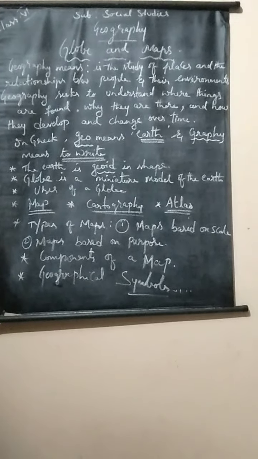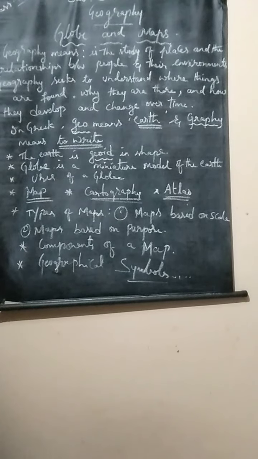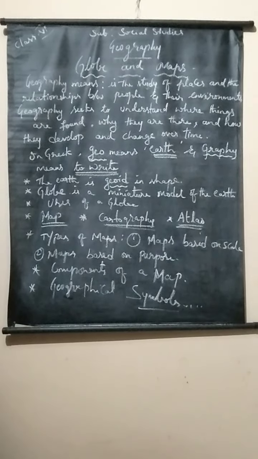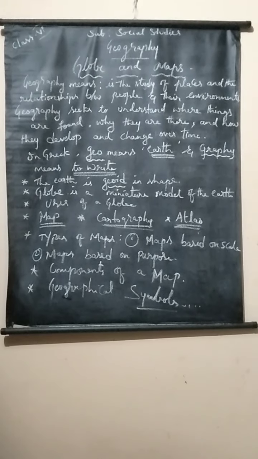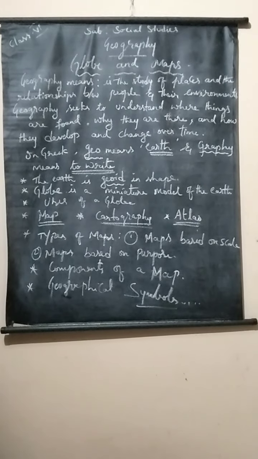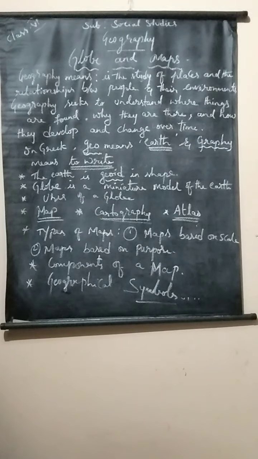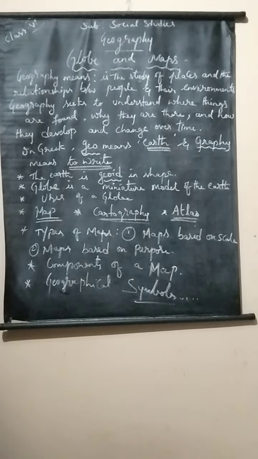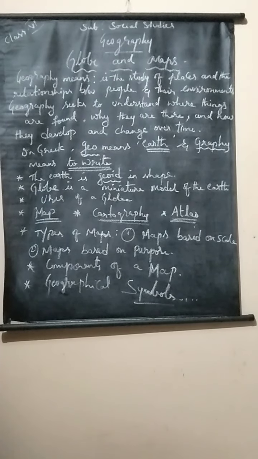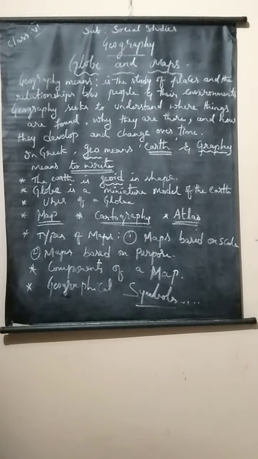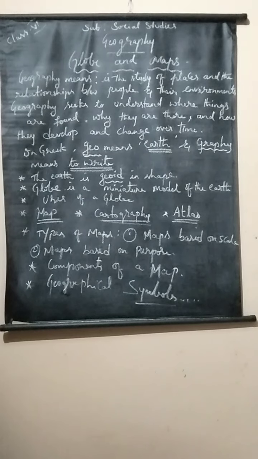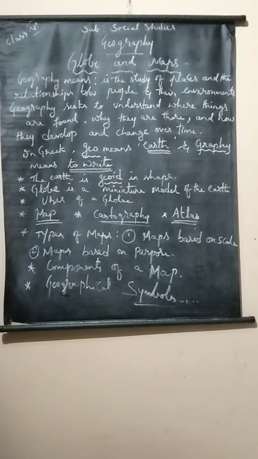Second one is small scale maps. They represent large areas, world, continents, or countries. They are of two types, wall maps and atlas maps. Wall maps are larger in size than the atlas.